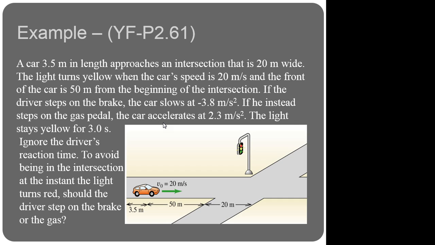If he instead steps on the gas pedal, the car accelerates at 2.3 meters per second squared. The light stays yellow for 3 seconds, ignoring the driver's reaction time. To avoid being in an intersection at the instant the light turns red, should the driver step on the brake or the gas?